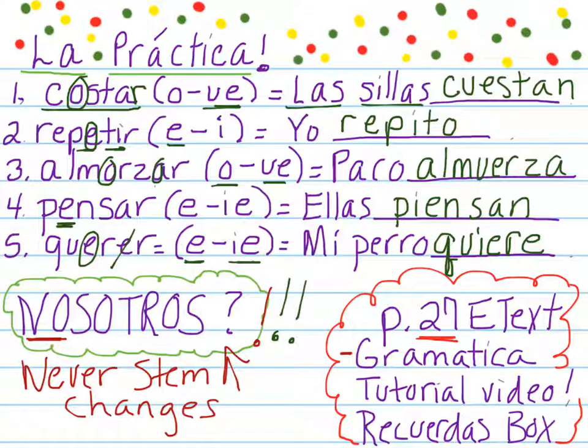Okay. Now, this is all explained again in your e-text on page 27 in the little grammatica box. And it's so awesome. There's a little tutorial video just at the bottom of that box that you can click on, and it'll show you like a 1-minute or 2-minute little recap on how to conjugate these things. And if you look down below to the right, there's a little box called the Recuerdas box, and it'll have these infinitive verbs divided up as they are, like all the O to UEs are listed, all the E to IEs are listed in groups.